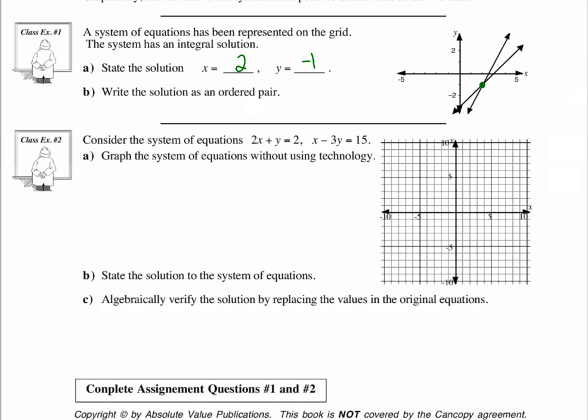-1. So that would be the coordinate of 2, -1. Okay? All right.